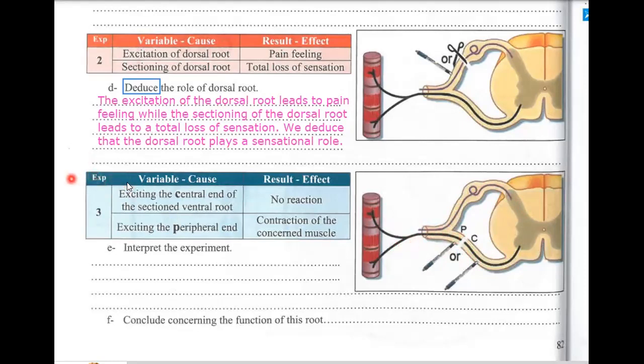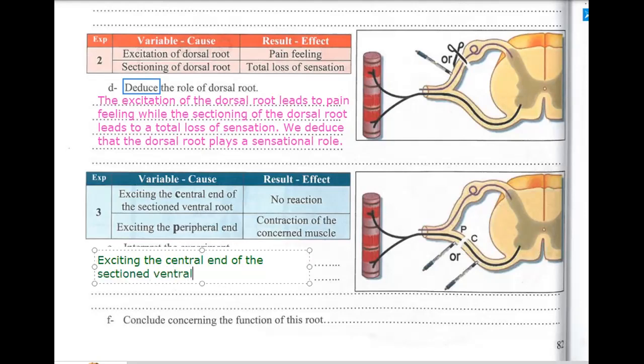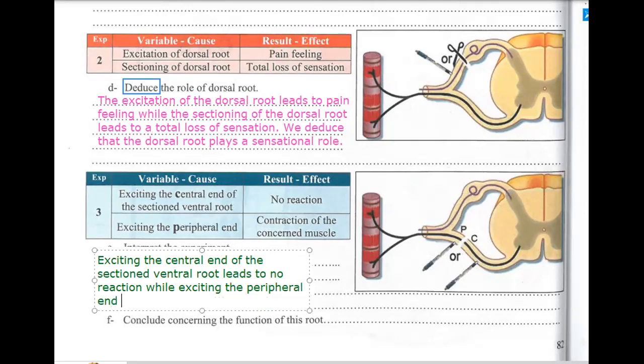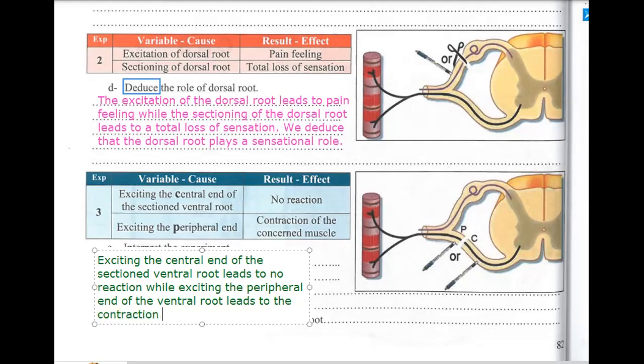Okay, interpret the experiment. Let me first start with the analyze part since it is easy. So what are we going to say? Exciting the central end of the sectioned ventral root leads to no reaction, while exciting the peripheral end of the ventral root leads to the contraction of the concerned or connected muscle.